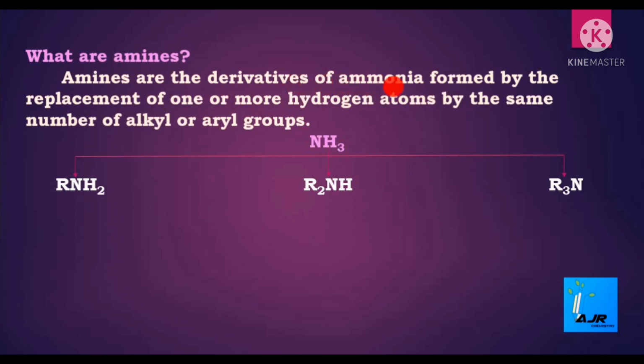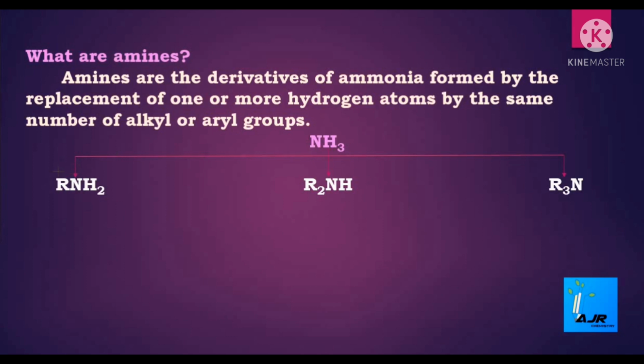They are the derivatives of ammonia formed by the replacement of one or more hydrogen atoms by the same number of alkyl or aryl groups. From this ammonia, either one or two or three hydrogen atoms are replaced by either alkyl groups or aryl groups. If you get that, then that is an amine. Now let us see how they are formed.